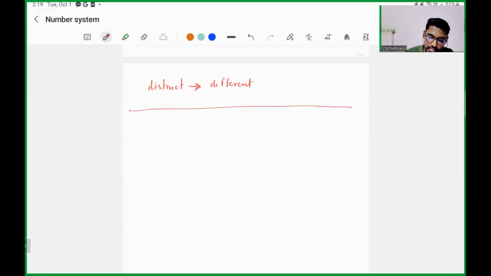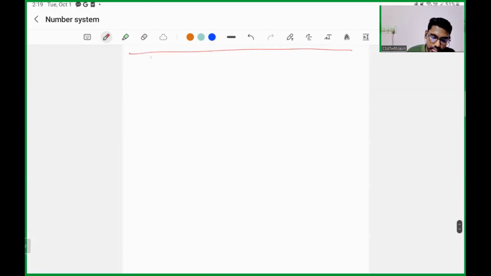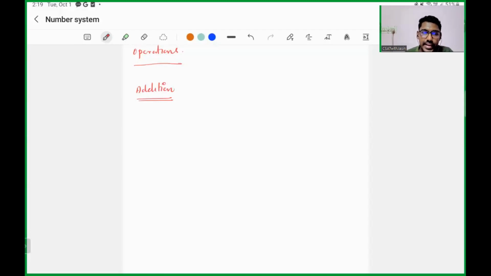Now let us move on to the next section, which is operations on numbers, like addition, subtraction, and everything. Addition, you will already know, right? I just wanted to tell you about the addition and subtraction of negative numbers. Sometimes negative numbers will come, and you need to do the operation on these negative numbers also. So that is very important.